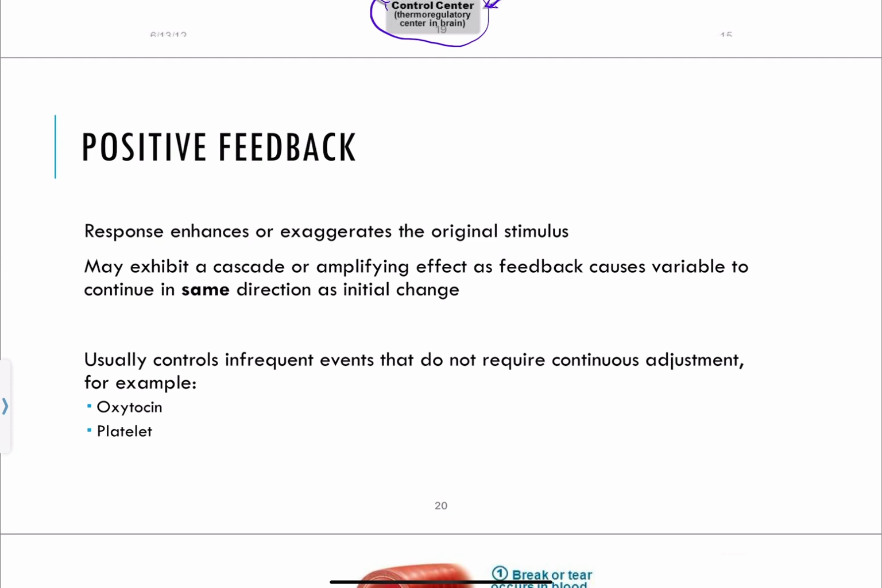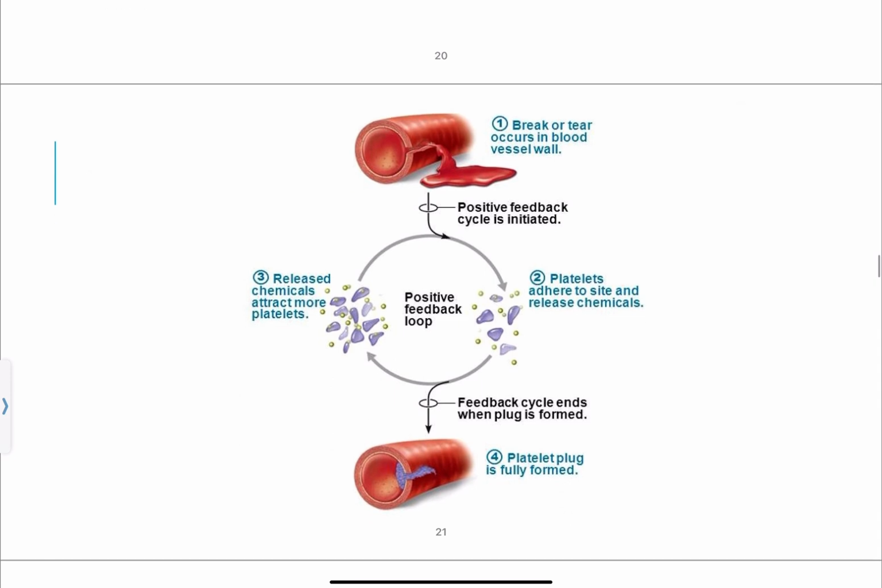So platelets are fragments of cells. If we have an injured blood vessel, they'll begin to accumulate at that site, and platelets actually will release chemicals that attract more platelets. The more platelets will come that release chemicals that attract even more platelets. So actually, let me show you a picture right here.